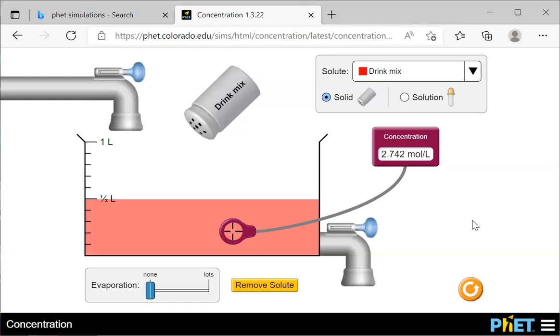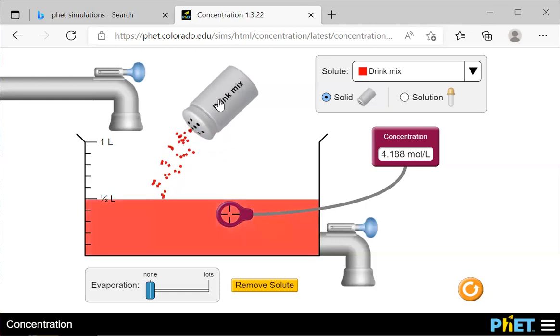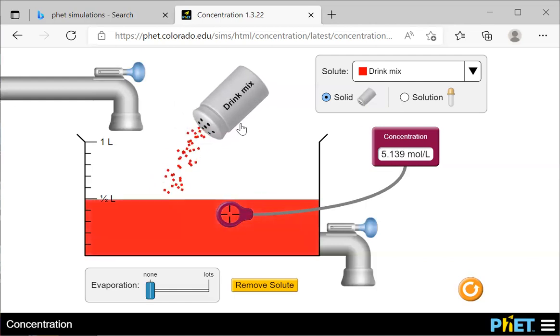Then on letter I, it says, add more solute by shaking the drink mix until the simulation says saturated. I'm just going to move the probe a little bit more. I'm going to move this drink mix. So again, we are at around half a liter. Our concentration is 2.7. Now I'm going to add more solute to the solution until it's saturated. So the concentration is increasing, increasing, increasing.